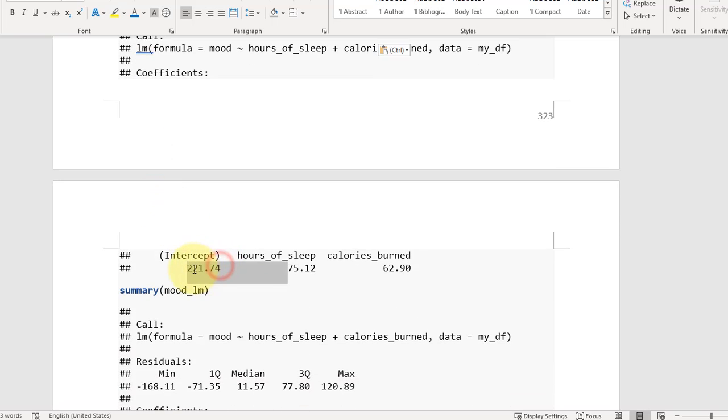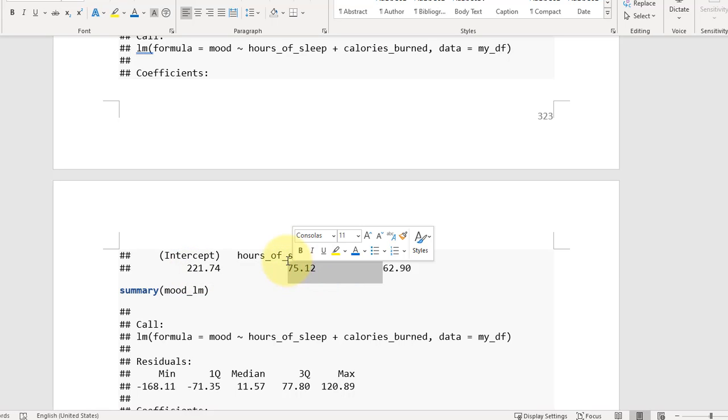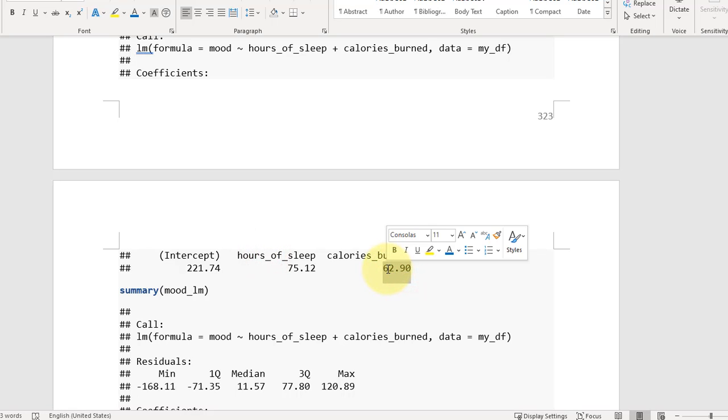And we have a y-intercept, so to speak, and a coefficient for hours of sleep, and a coefficient for calories burned. And here we can see that this has more effect on predicting mood than this does. That's what the coefficients mean in regression, at least in this case.